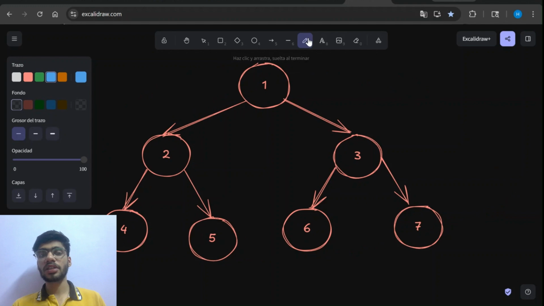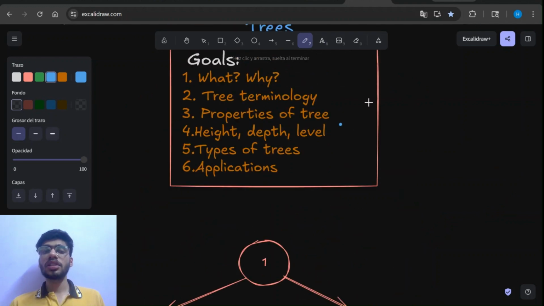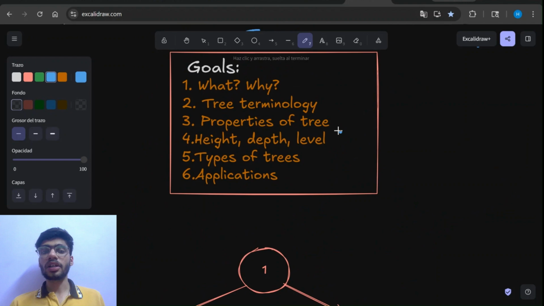So the first property says that n nodes have n minus 1 edges. The second property says that we don't have a cycle in a tree. The third property says that there is exactly one path between any two nodes. So these are the properties of a tree.